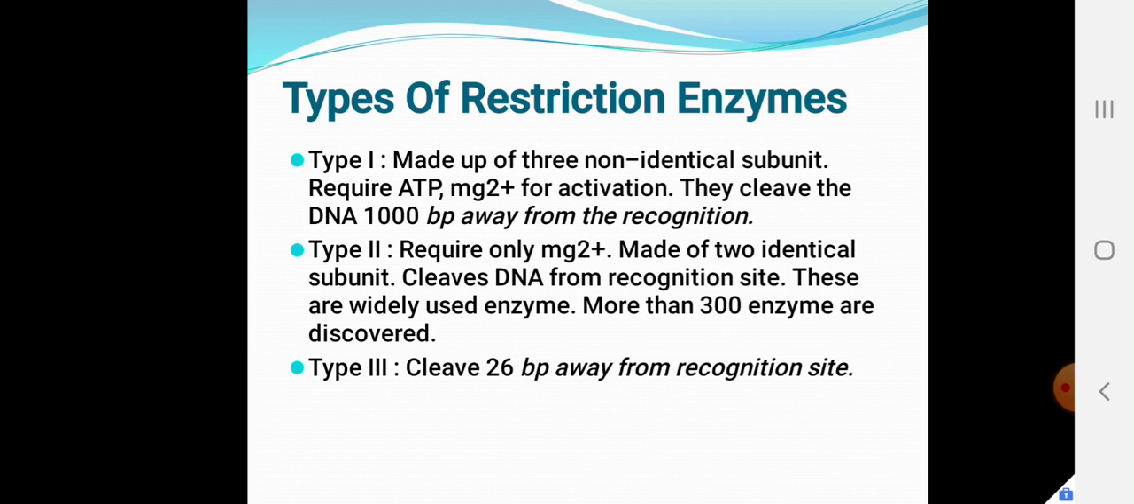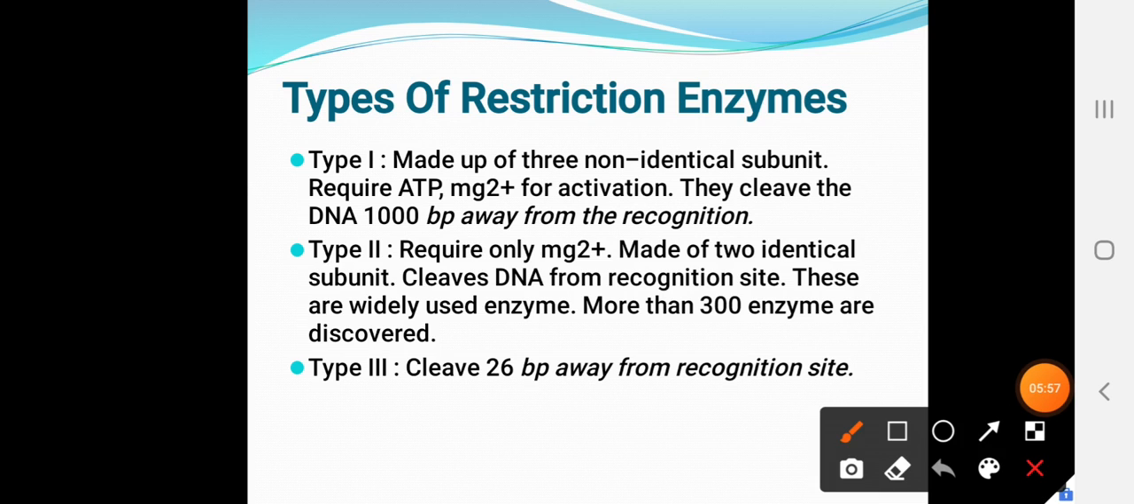There are three main types of restriction enzymes. Type 1 restriction enzymes are made up of three non-identical subunits, which require ATP and Mg2+ for activation. They cleave the DNA about 1000 base pairs away from their recognition site. This is all about the type 1 restriction enzyme.